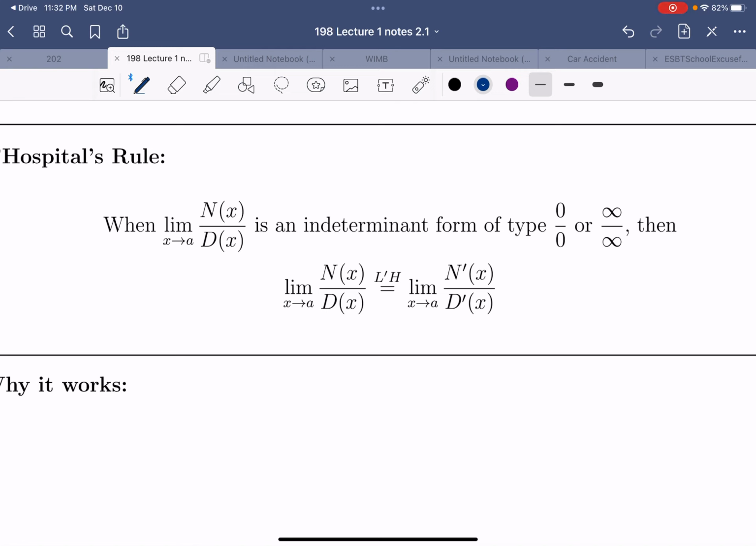Now, I want to caution you here because keep in mind, this is not replacing the quotient rule. If you are taking the derivative of a fraction, you still have to take the derivative of a fraction using the quotient rule. However, if you're taking a limit of a fraction, you can use derivatives to help you take that limit.